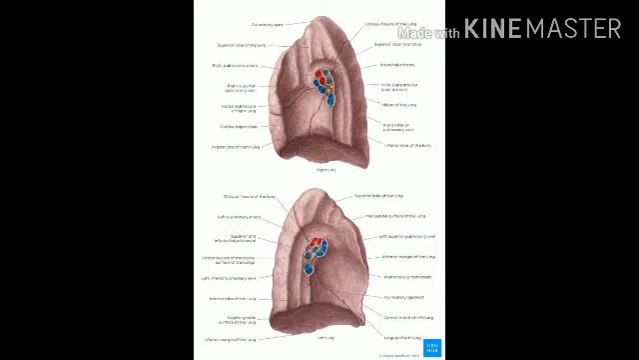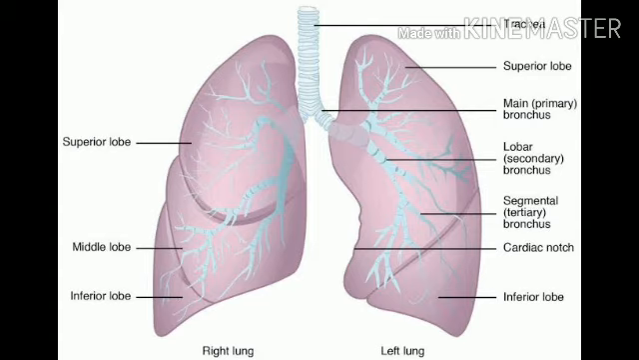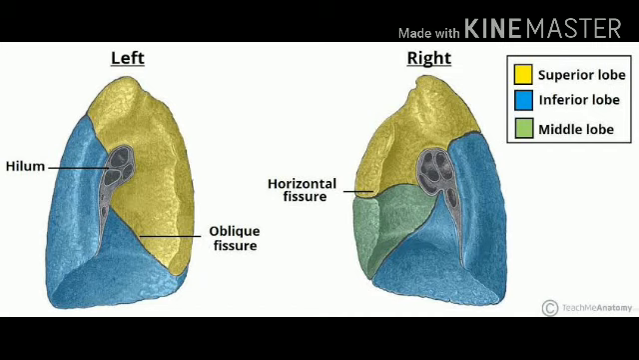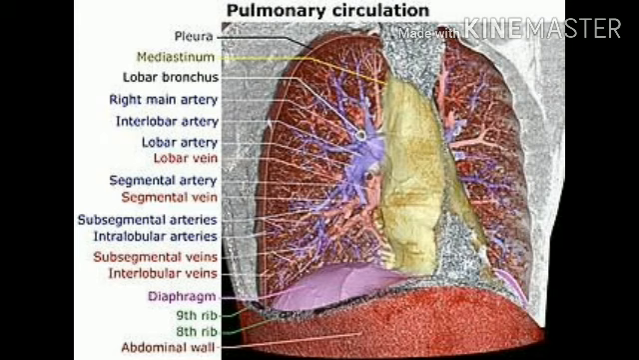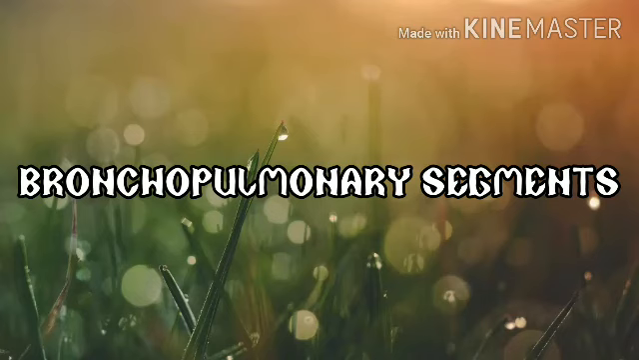Some gross anatomy of the lungs. The major landmarks of the lungs are the apex, base, hilum, and root. The left lung has an oblique fissure, which divides it into superior and inferior lobes. The right lung has an oblique fissure and a horizontal fissure, which divide it into superior, middle, and inferior lobes. The hilum or hilus is the place where the blood vessels, bronchi, lymph vessels, and nerves enter and exit the lungs.